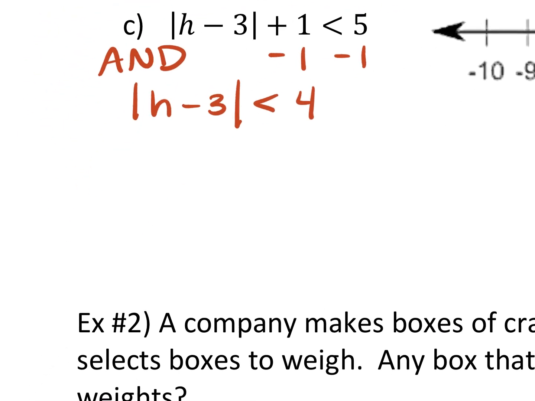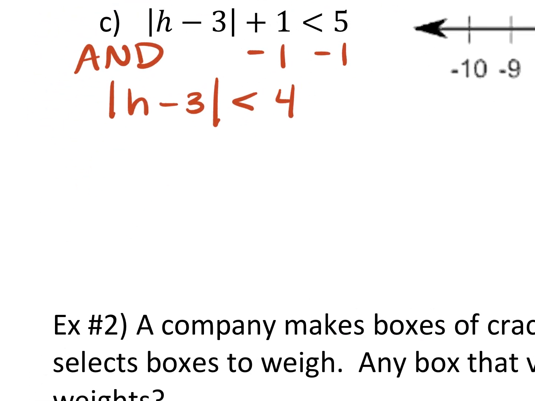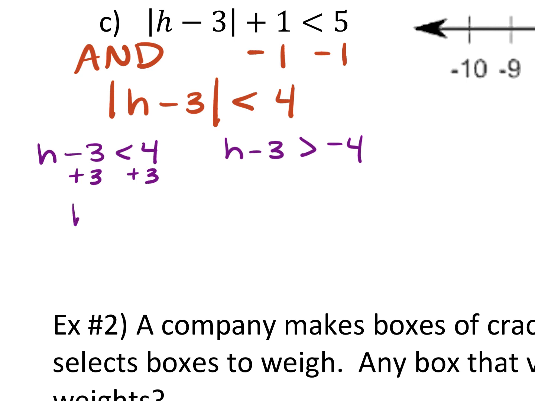Okay, so you're here. What do you do next? +3. Not yet. You flip and you turn negative. You have to write what? Two inequalities, okay? You have to write h minus 3 is less than 4, so exactly how you see it, but take away the bars. And then h minus 3 is what? Greater than negative 4. Okay, and then solve them. So now you're going to add 3. So h is less than 7, and h is greater than -1.